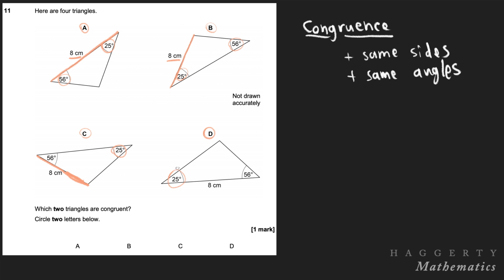Yeah, so D is looking good. You've got 25 adjacent, and you've got 56 adjacent to this side length of 8. So, for that reason, both the triangle A and the triangle D are going to be congruent to each other. So A is congruent to D, and that's the final answer.